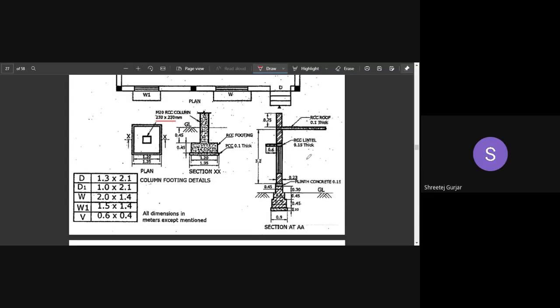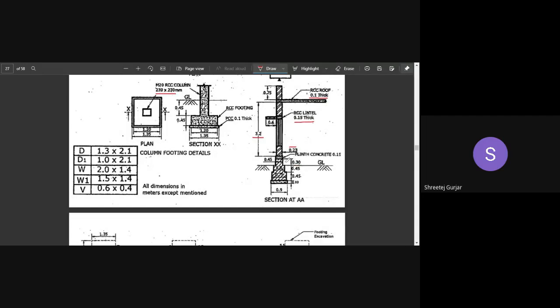So coming to the cross section of your wall, the wall is 0.23 meter in thickness. Floor to floor height is 3.2, and then there is this RCC lintel, which is 0.15 meter thickness, and then we have an RCC roof of 0.1 meter thickness, and this parapet wall is also 0.23 meter in thickness, so that reduces much of our calculation.